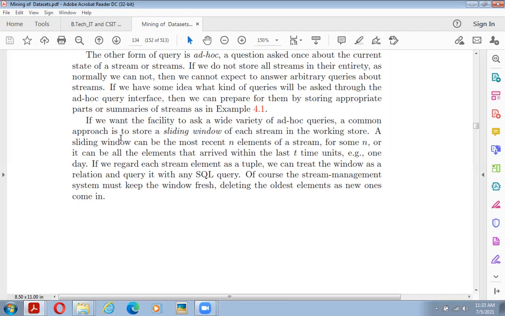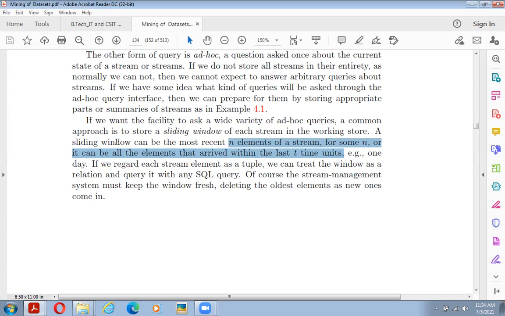If you want a facility to ask a wide variety of ad hoc queries, the common approach is a sliding window on each stream in the working store. A sliding window can be the most recent n elements of the stream. Or it can be all elements that arrive within the last t time units. For example, in a one day period, how many elements we are getting. In this regard, we take each stream element as a tuple, and we can treat the window as a relation and query it, so we can implement our SQL query.